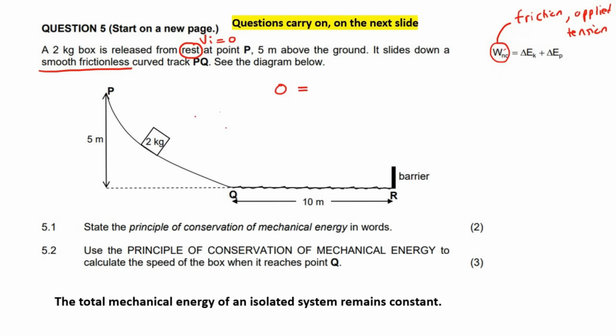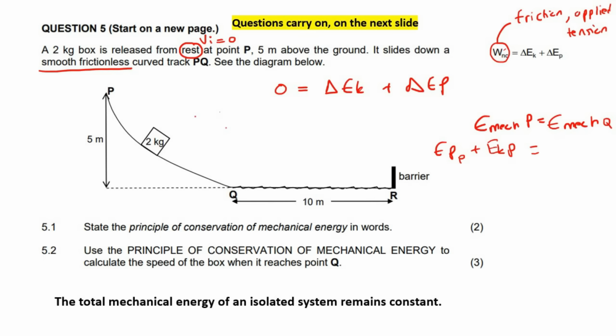So let's actually do that over here. You just make that a 0, and then you're stuck with delta EK plus delta EP. Now, this is the mechanical energy formula. If you wanted to, you don't have to use the formula that I'm using. You could say the mechanical energy at P is equal to the mechanical energy at Q. And in place of the mechanical energy at P, you would fill in the potential energy at point P plus the kinetic energy at point P, and that would be equal to the potential energy at point Q plus the kinetic energy at point Q. You can do that, but this formula is exactly the same thing actually.